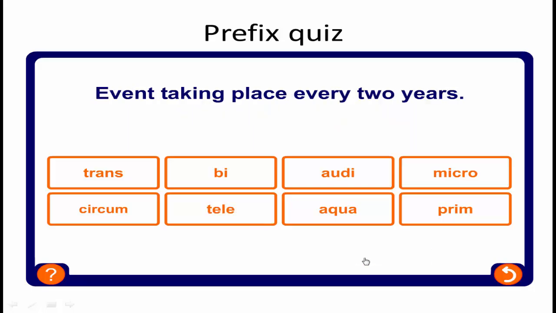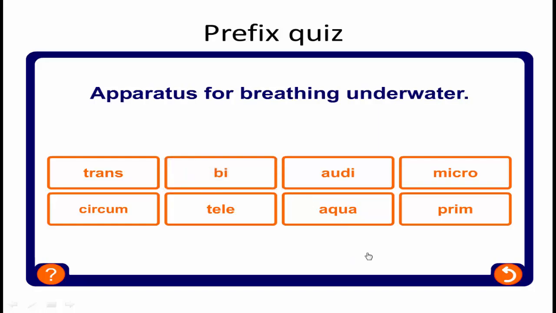An event taking place every 2 years. So that's every 2 years. You're going to choose bi, of course, which means biannual. Biannual. An apparatus for breathing underwater will be an aqualung. Very good.